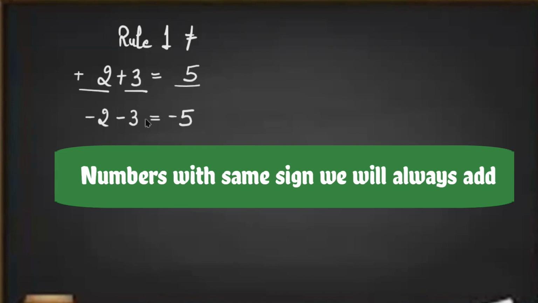In the second example, we have negative with the 2, we have negative sign with the 3, both have the same sign, so we have added it. But make sure you put the sign which is common to both the numbers. So here the common sign was positive, we have written here positive 5. Here the sign is negative, which is common to both the numbers, we have written here negative.